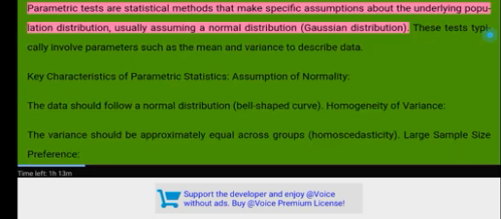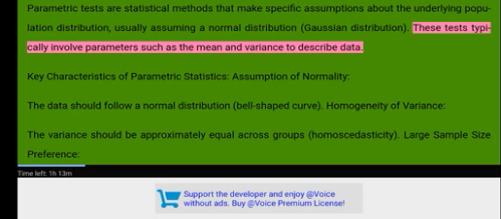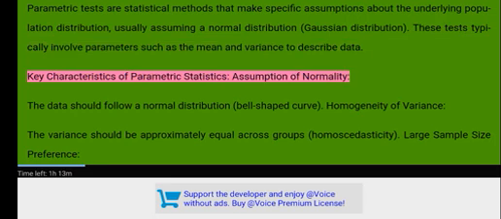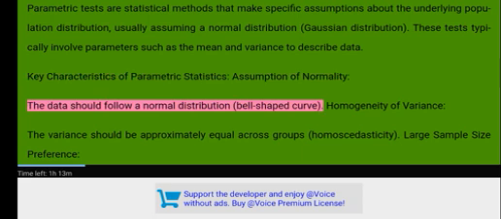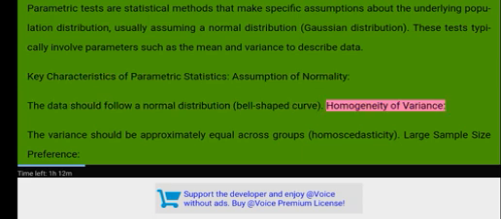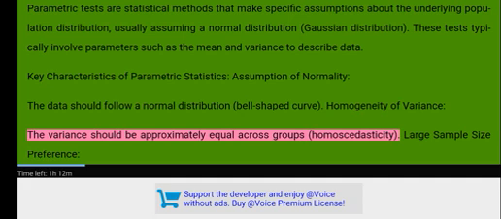Parametric statistics. Parametric tests are statistical methods that make specific assumptions about the underlying population distribution, usually assuming a normal distribution, Gaussian distribution. These tests typically involve parameters such as the mean and variance to describe data. Key characteristics of parametric statistics: assumption of normality, the data should follow a normal distribution, bell-shaped curve. Homogeneity of variance: the variance should be approximately equal across groups.